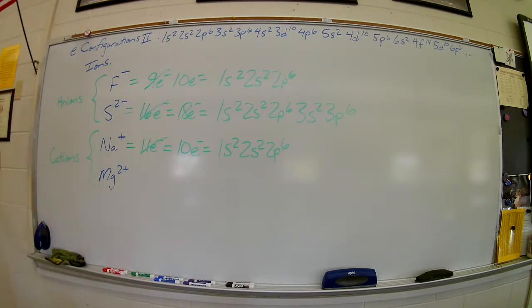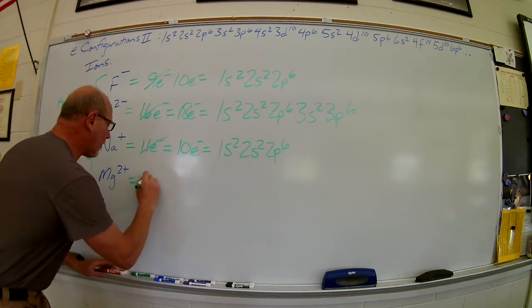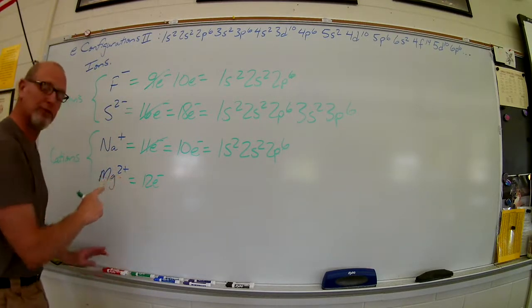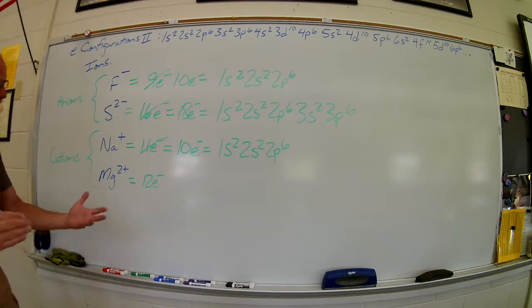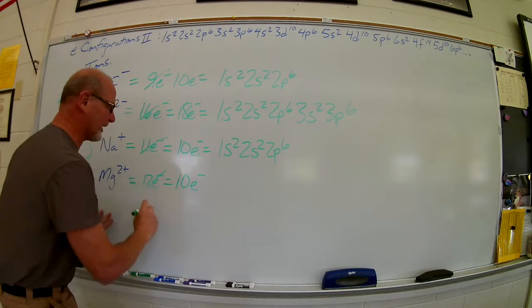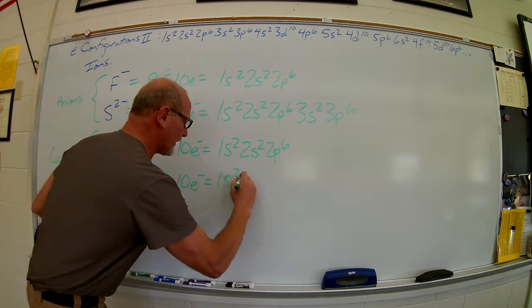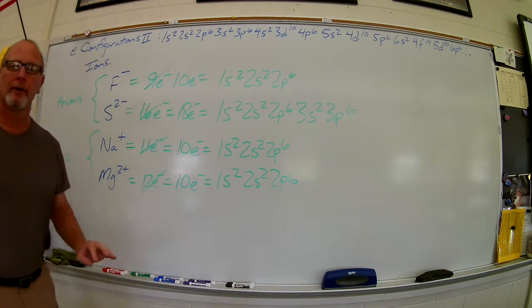Looky there. What about magnesium 2 plus? Magnesium normally has 12. Because it's 2 positive, that means we've removed 2 negative electrons. That's the only kind of electrons there are. So we're going to have 10 electrons again. Now let's go 1s2, 2s2, 2p6.